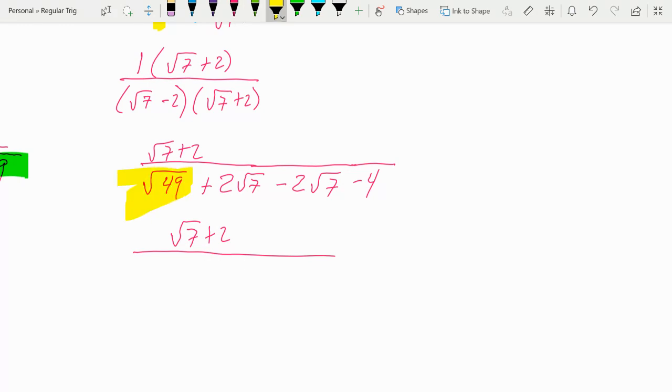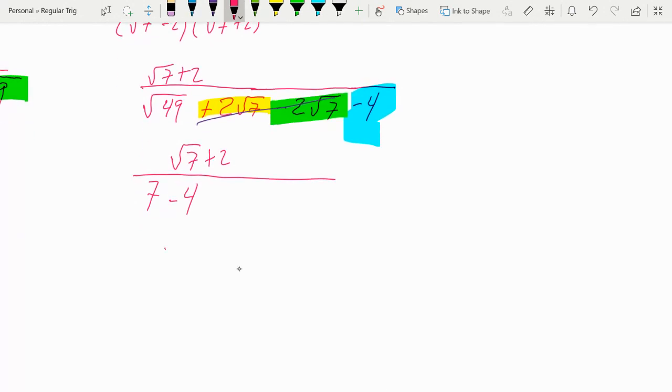Square root of 49 is just 7. Now, what happens? Positive 2 times the square root of 7 and a negative 2 times the square root of 7. Well, those two things are going to cancel each other out. One's positive, one's negative. They cancel each other out. And then what am I left with? Minus 4. So let me write that minus 4 down. So then I end up with the square root of 7 plus 2 over 3.